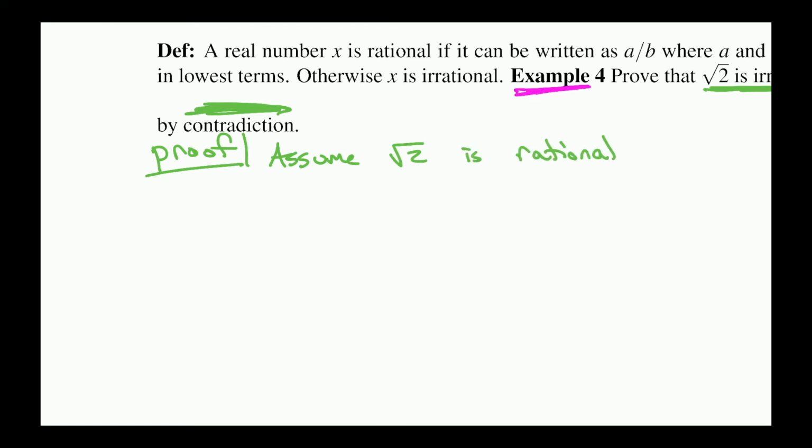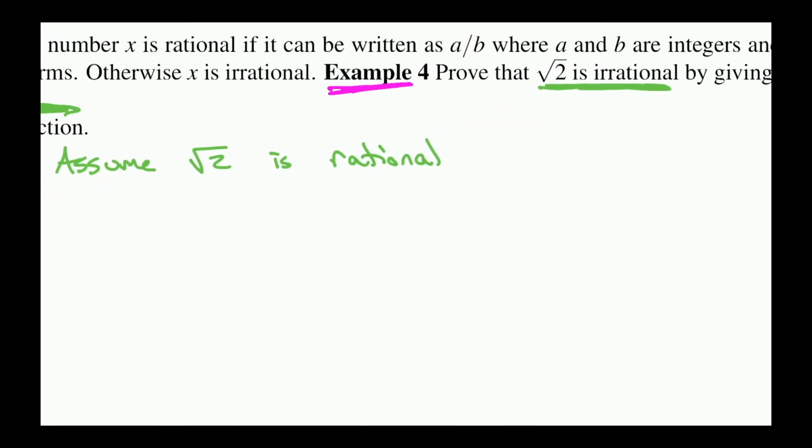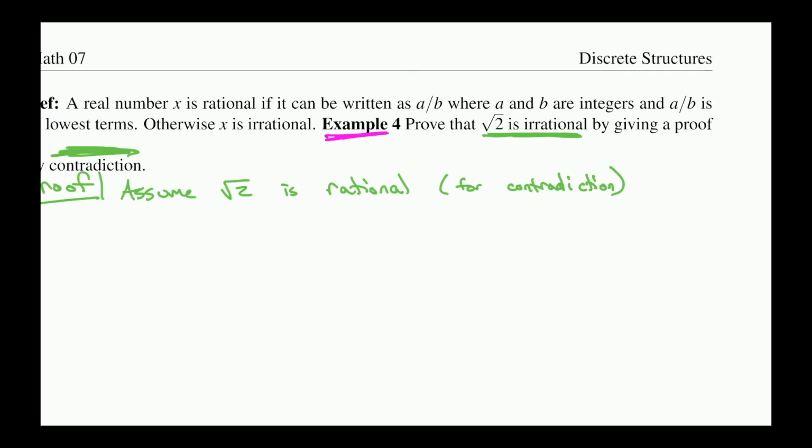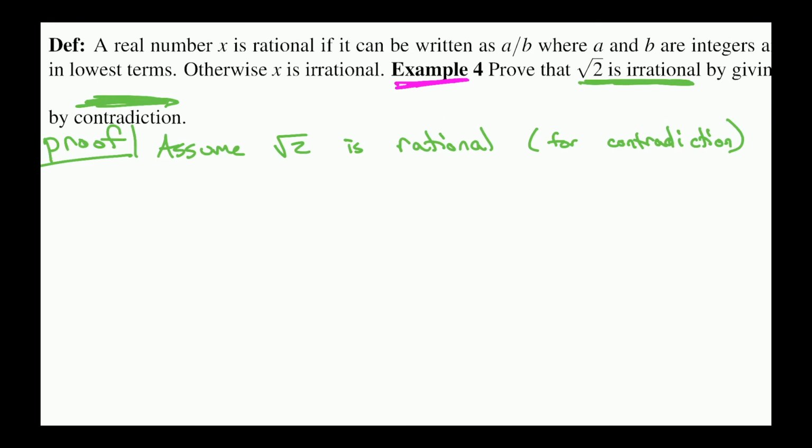Now, whenever you're doing a contradiction proof, you should always let the person reading it know. Because if you just start a proof with assume square root of 2 is rational, whoever's reading it goes, what? What are you talking about? No, it isn't. They just think you've lost your mind. So you should tell people why you're saying that. You should say, assume square root of 2 is rational, for contradiction, just to let people know that you don't actually think that the square root of 2 is rational. You're just making an assumption that you're going to disprove later on.